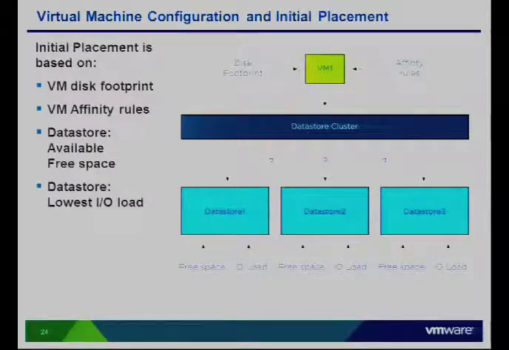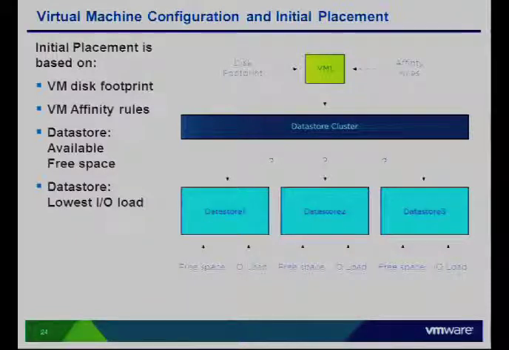So let's take a closer look at initial placement. So when a virtual machine is placed, it will look at the disk footprint. Now in this version, we are looking at the provisioned space. So even when you have a thin disk as a disk size, it will look at the overall space because it cannot really know what the actual footprint is, right?